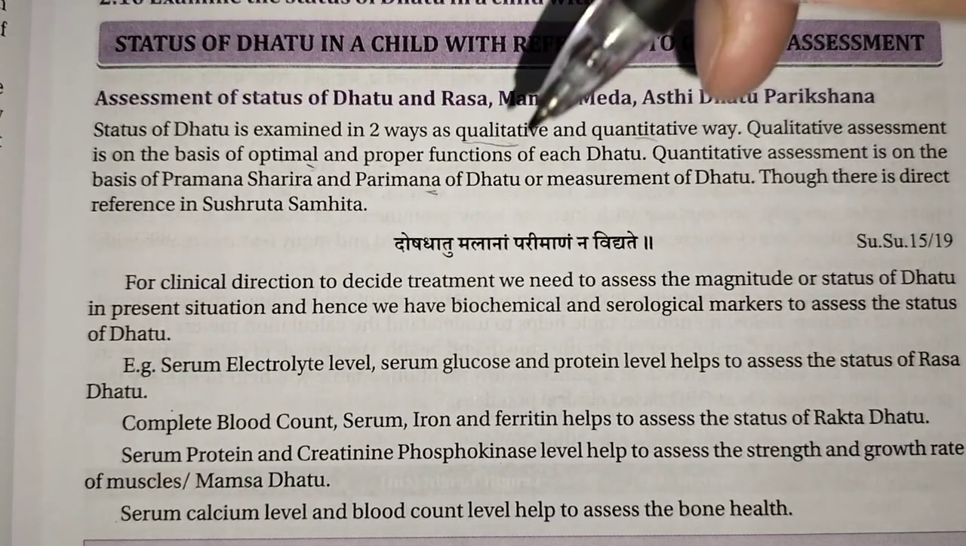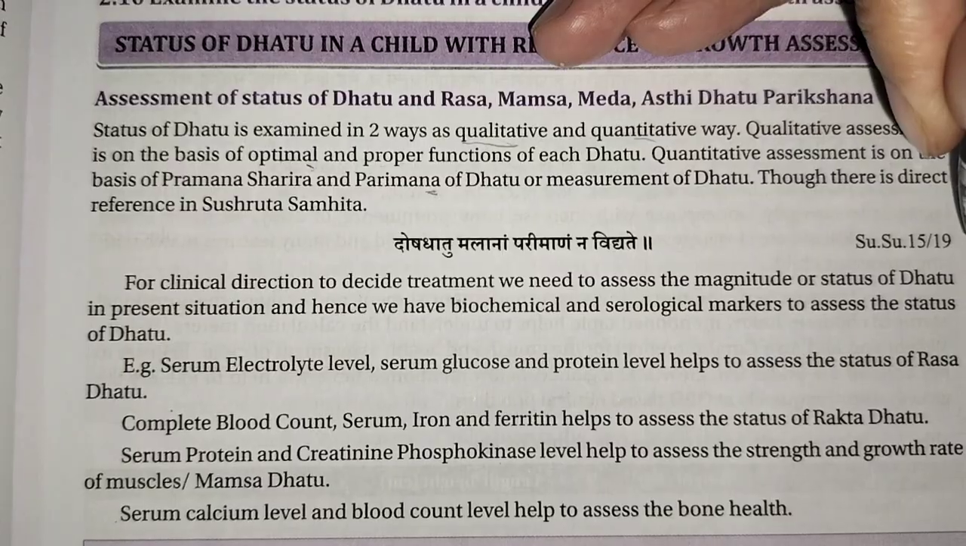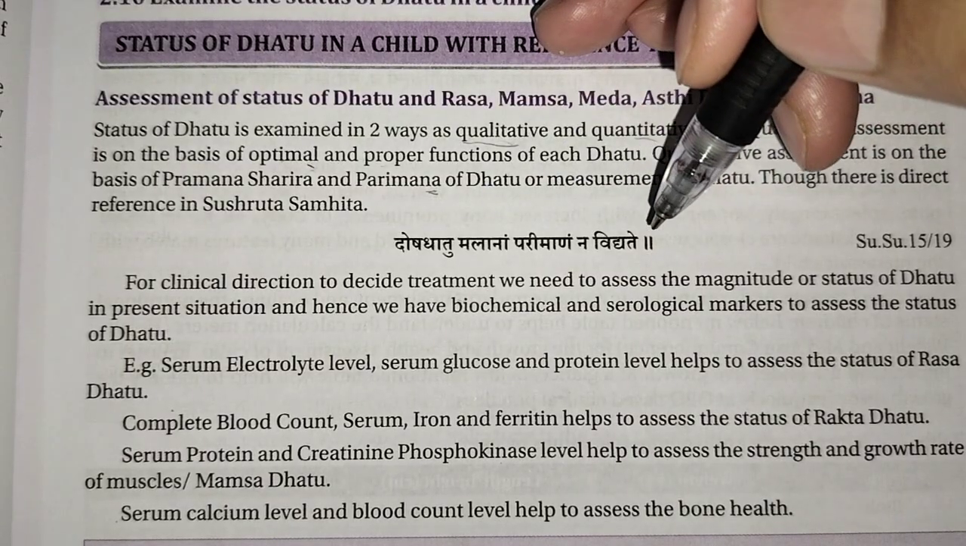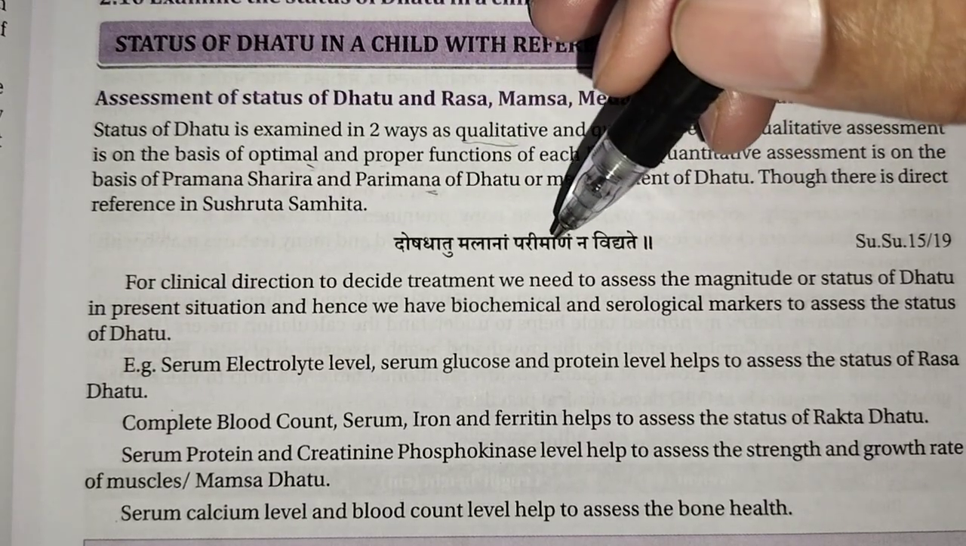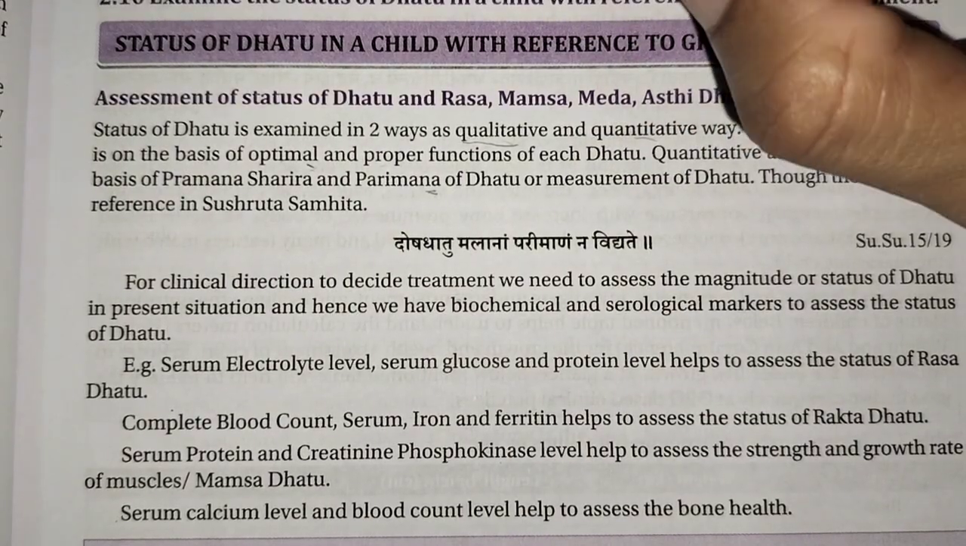So there is a direct reference in the Sushruta Samhita. What Sushruta says in the 15th adhyaya: dosha dhatu malanam parimanam na vidyate. Without dosha, dhatu and mala, pariman cannot be done.